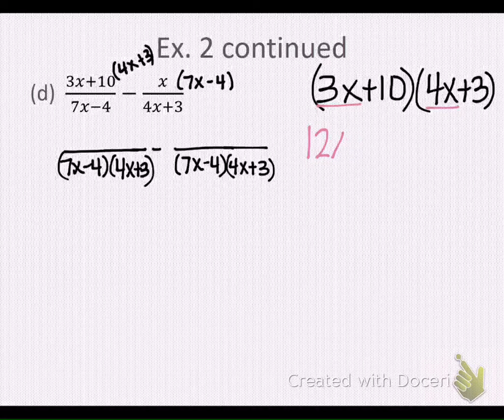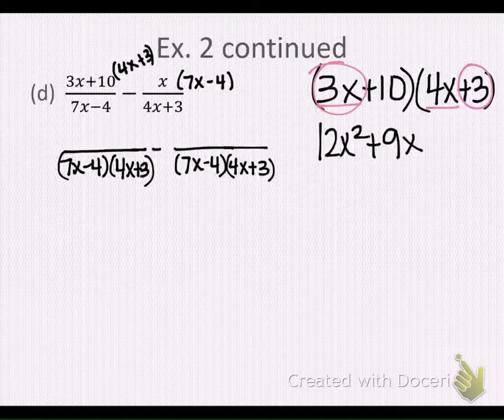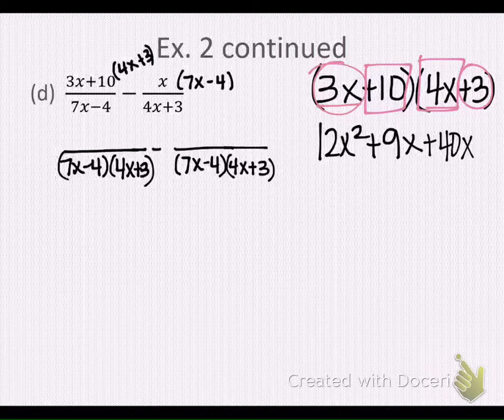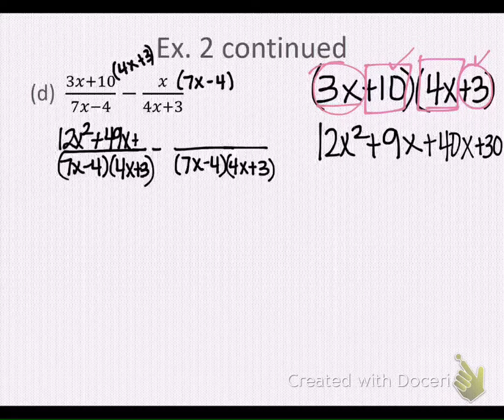All right. My outside terms are what? I have 3x and 3, which gives me 9x. My inside terms, I have 10 and 4x, which gives me 40x. And of course, my last terms are 10 and 3, which gives me 30. Awesome. Now, when I combine like terms, what does that give me in my numerator? 12x squared plus 49x plus 30.